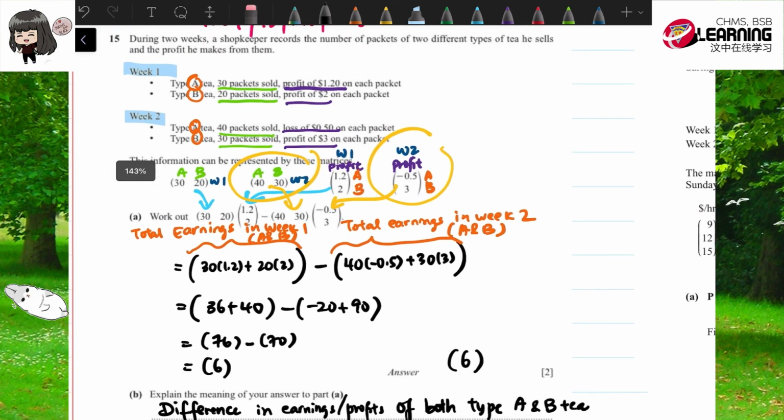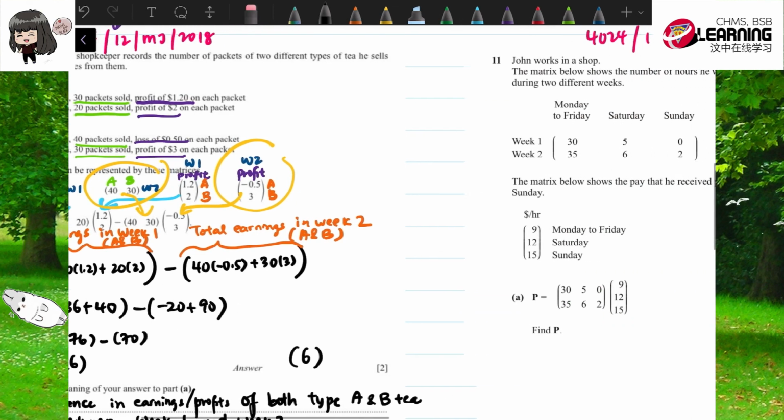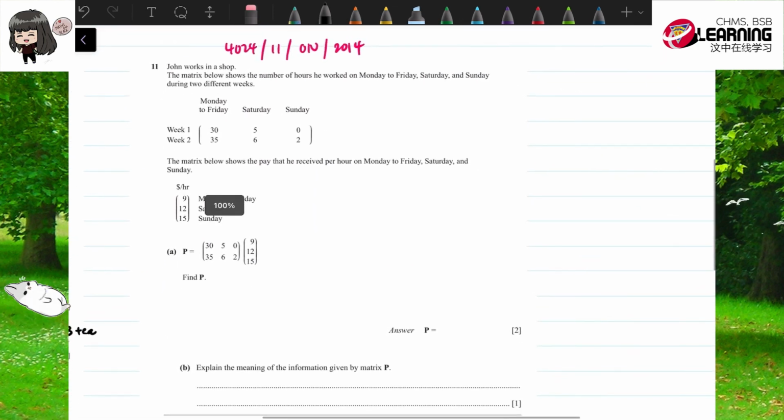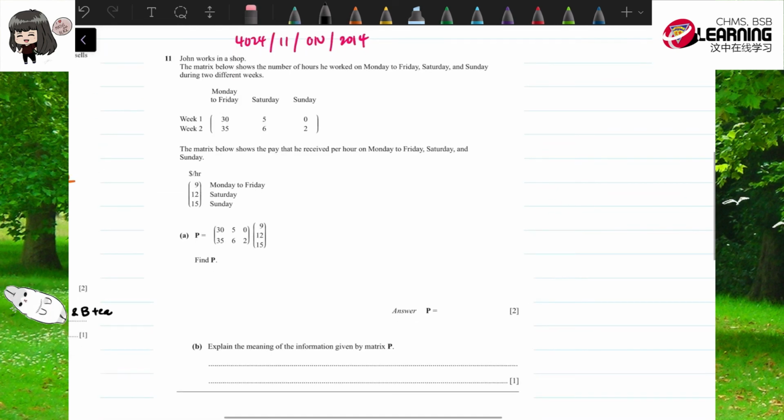Alright, so that's all for this question 2. And the last question here, I will let you do it. Okay, you try to do it on your own. This one, find the matrix multiplication and then find the meaning. Okay, please interpret what the matrices here mean.